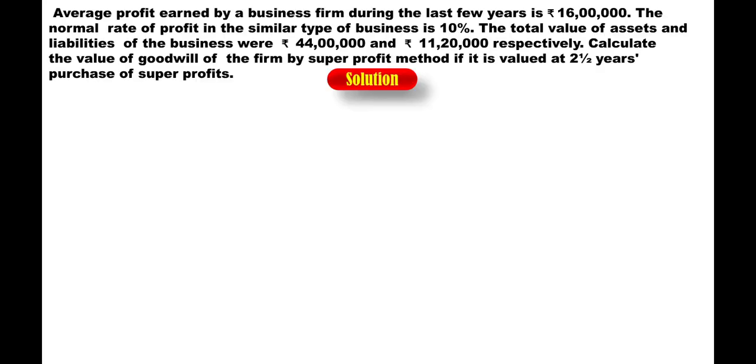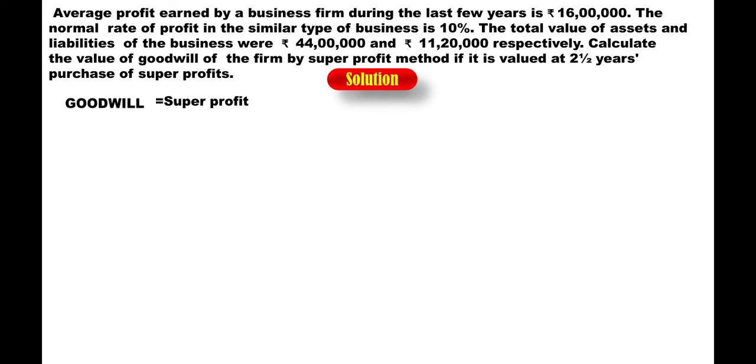Now one more question for practice. Average profit earned by a business firm during the last few years is rupees 16 lakh and the normal rate of profit in a similar type of business is 10%. Total value of the assets and the liabilities of the business were rupees 44 lakh and 11 lakh 20,000 respectively. Calculate the value of goodwill of the firm by the super profit method if it is valued at 2.5 years' purchase of the super profit.